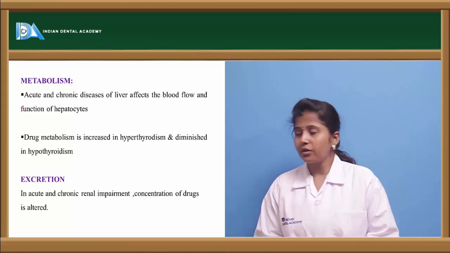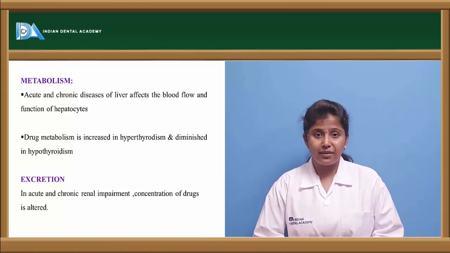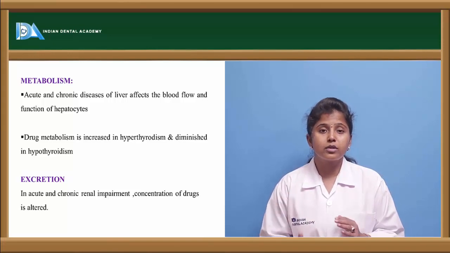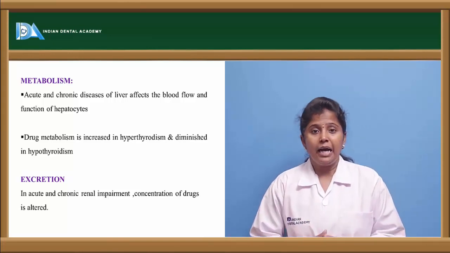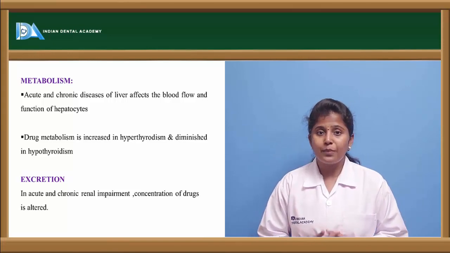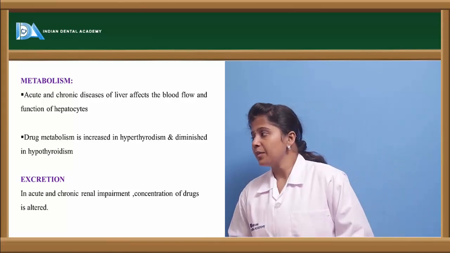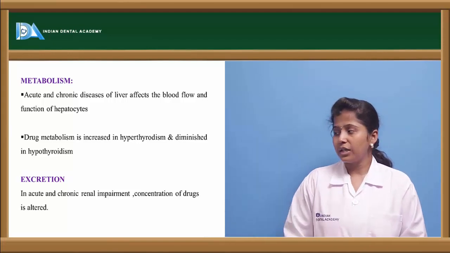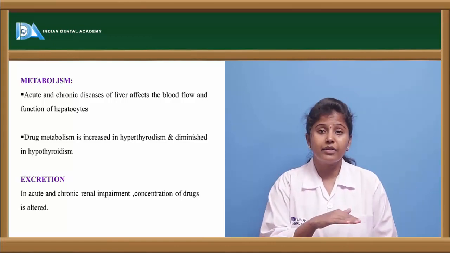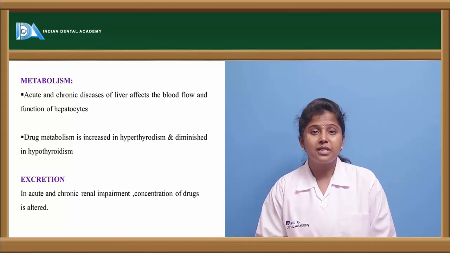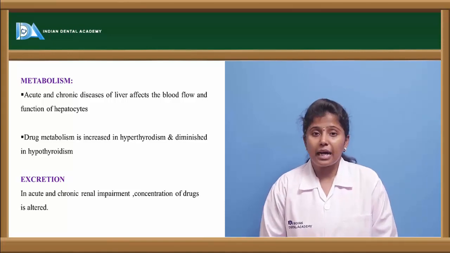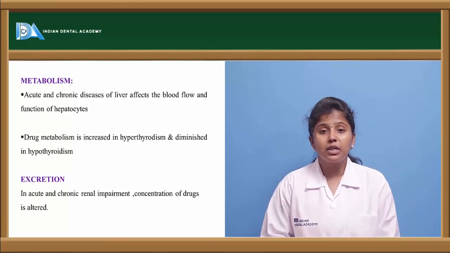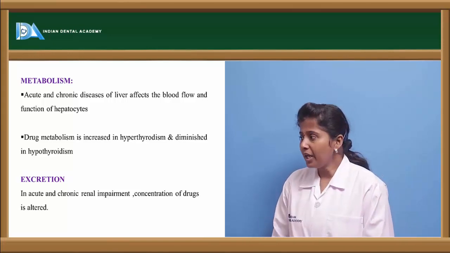So here, acute and chronic liver diseases. If there is any disease or necrosis of the liver, metabolism won't occur properly, because most of the metabolic reactions occur in the liver itself. If the liver is impaired, then the metabolic rate will be decreased. Drug metabolism can also be increased, for example in hyperthyroidism, whereas in hypothyroidism the thyroid hormone is diminished. In simpler terms, in thyroid disorders the metabolic rate or liver functioning can be increased.